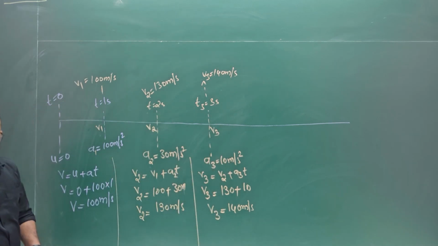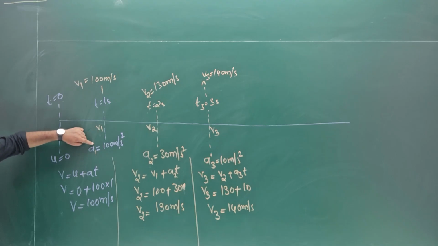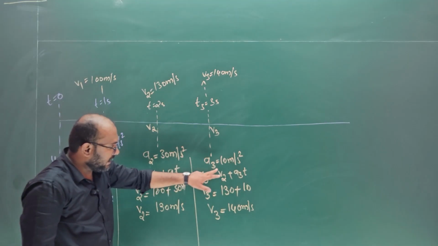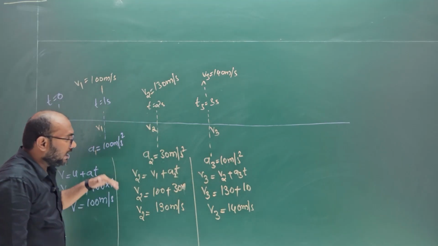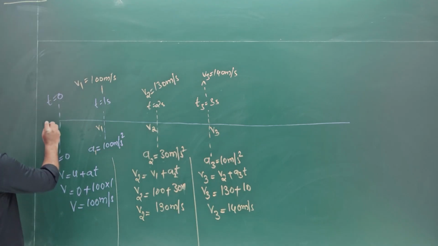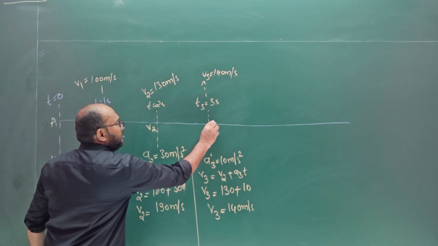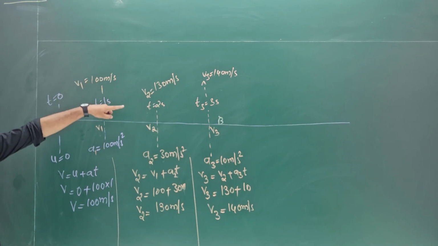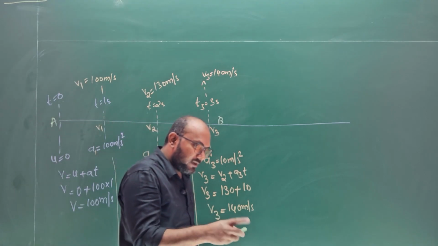Now let me tell you. What is the initial acceleration at this point? 100. What is the acceleration at this point? 30. What is the acceleration at this point? 10. Can I say from A, let's say, to B, so A here and let's say B, can I say that from A to B, velocity is increasing? Initial velocity 100, 130, 140. Yes or no? It increased. But what happened is acceleration decreased. So can I say that decreasing acceleration can be positive?